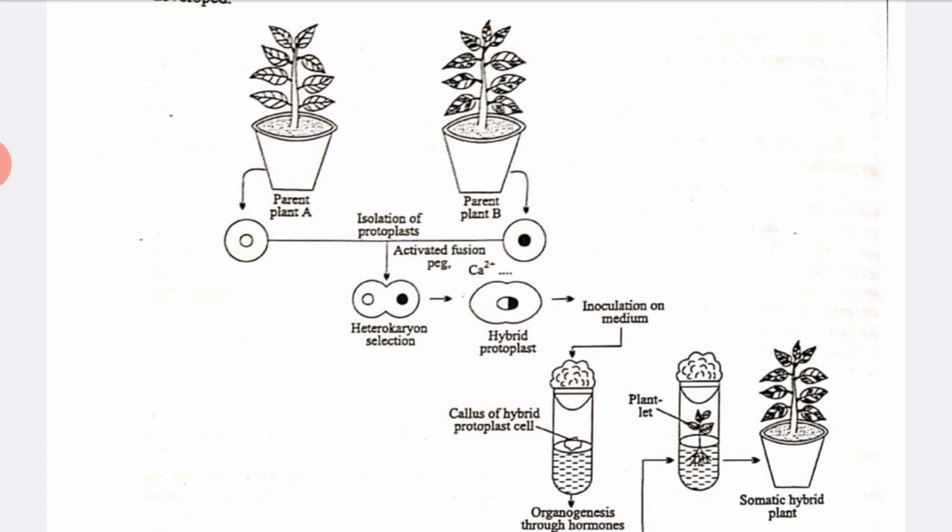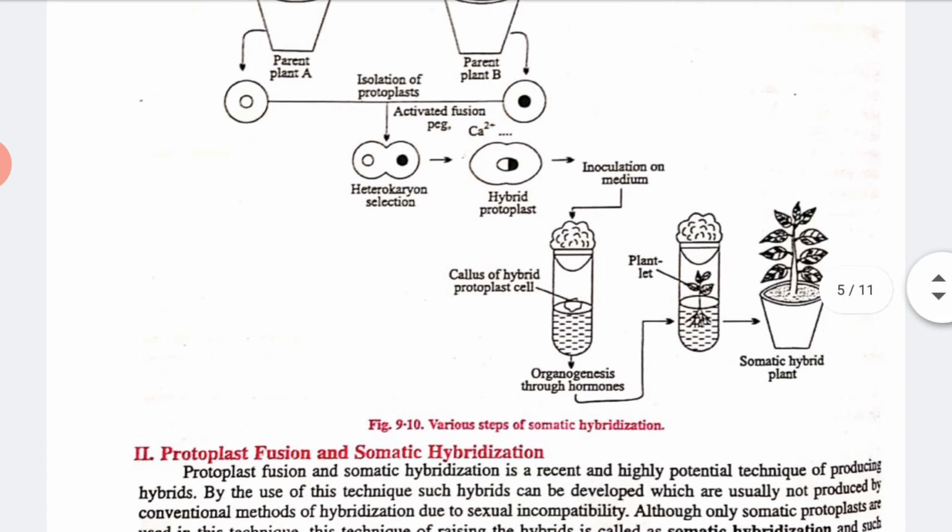Okay, so this stage is known as organogenesis through hormones, right. And after this stage, after some time, there is a plant from this callus, and on that hybrid callus we will form a small plant. After that we will put the plant in a pot, and what we will see here is that a somatic hybrid plant occurs. See here. Okay, so this process is known as protoplast culture and regeneration.